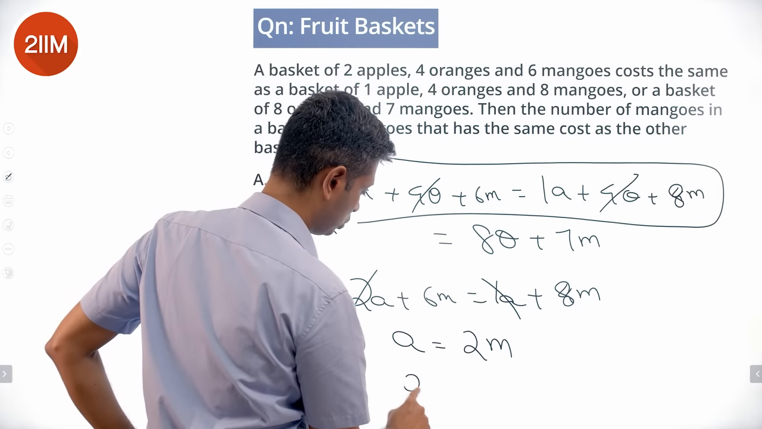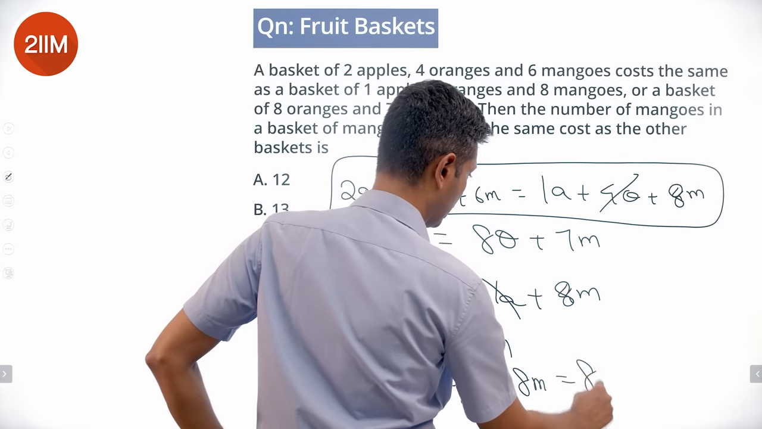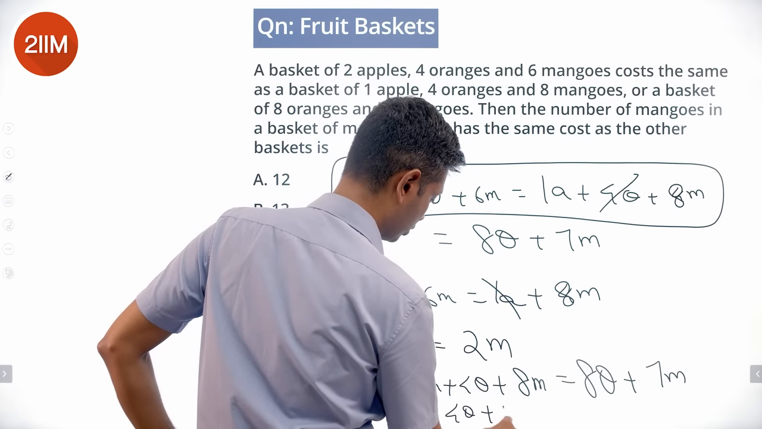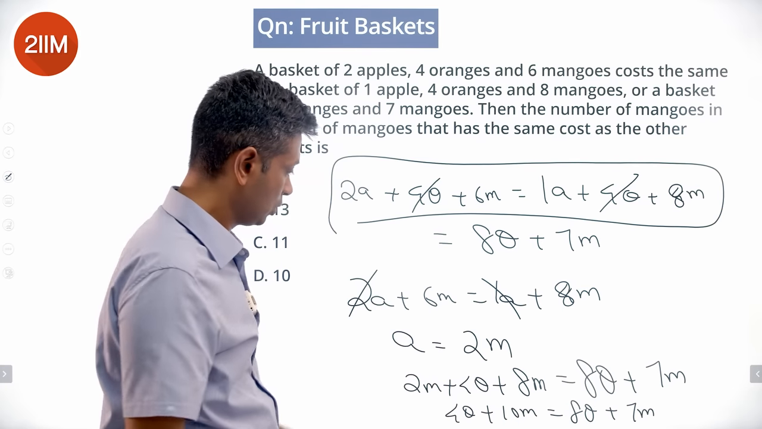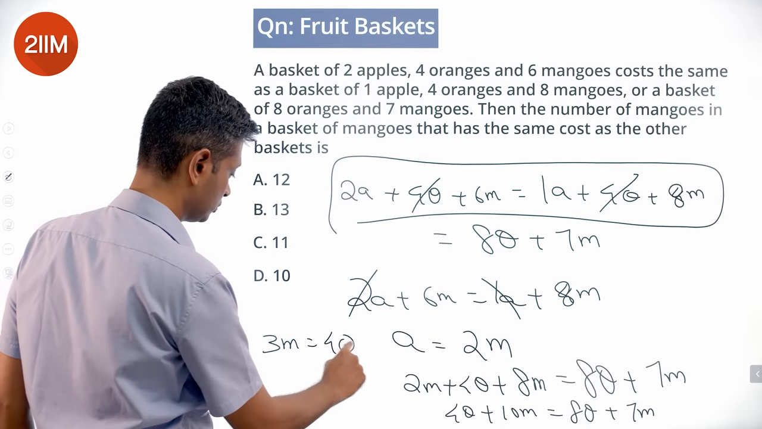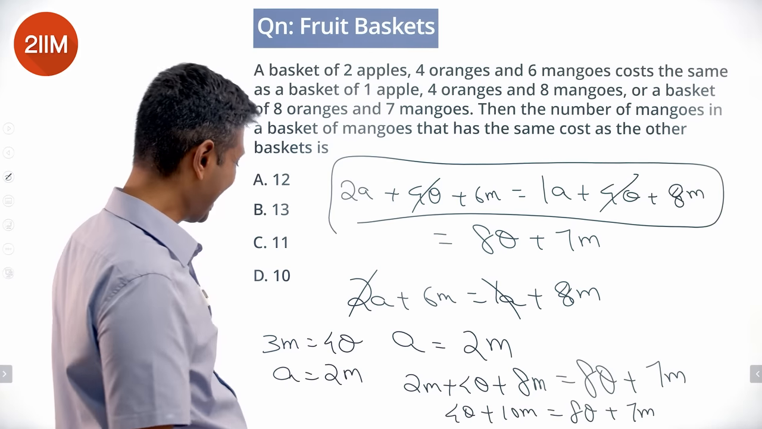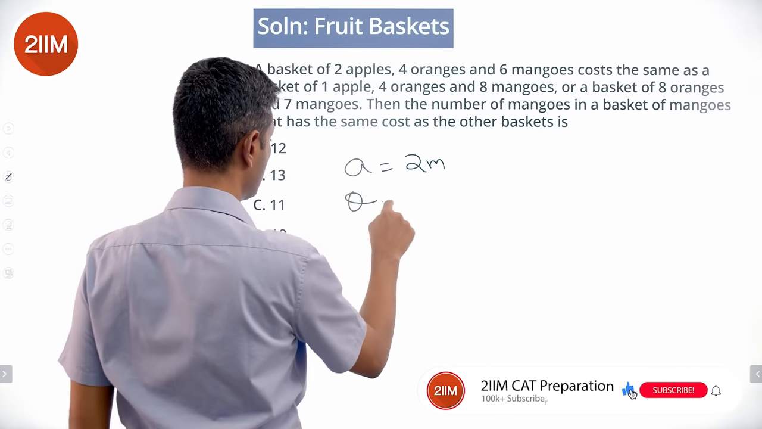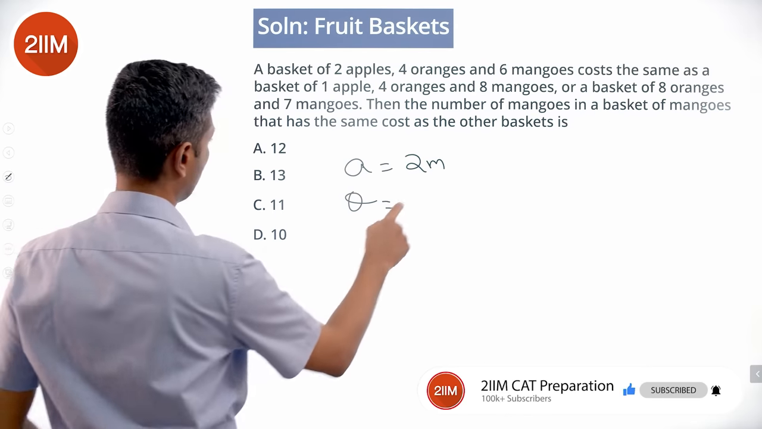So 1 apple, 2 mangoes plus 4 oranges plus 8 mangoes is 8 oranges plus 7 mangoes. This 4 oranges plus 10 mangoes is 8 oranges plus 7 mangoes. 3 mangoes equals 4 oranges. An apple is 2 mangoes. We can get everything in terms of mangoes. Let's do this. Apple is 2 mangoes. 3 mangoes is 4 oranges, or 1 orange is 3/4 of a mango.